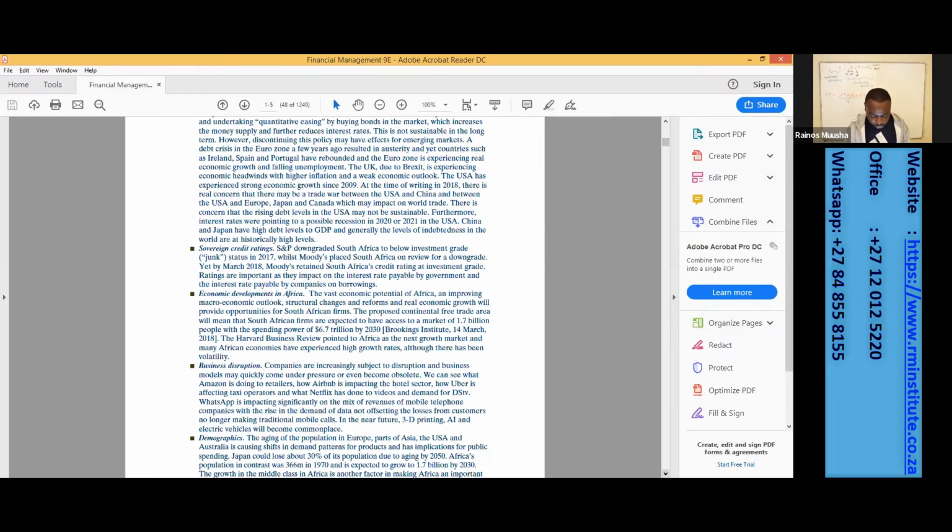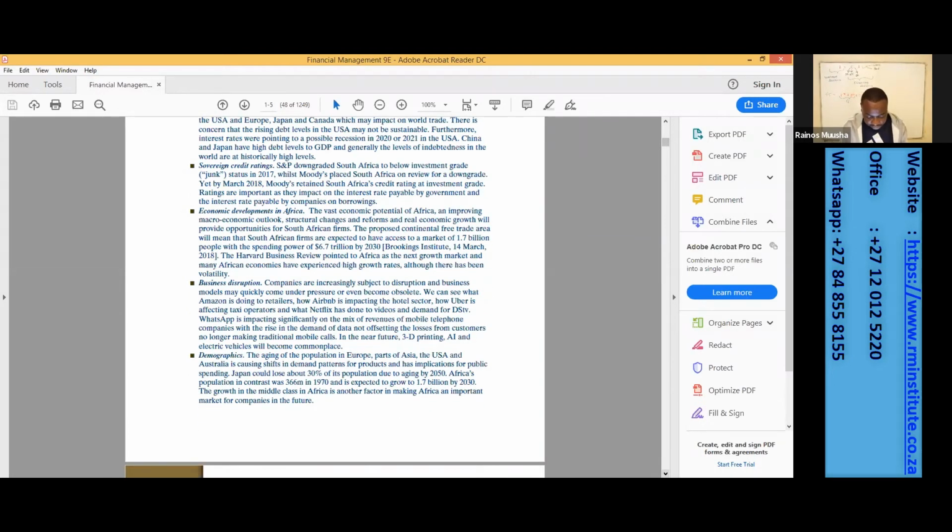Then there is also the issue of business disruption, where companies are increasingly subject to disruption, and business models may quickly come under pressure or even become obsolete. We can see what Amazon is doing to retailers, how Airbnb is impacting the hotel sector, how Uber is affecting taxi operators, and what Netflix has done to videos and demand for DSTV as well. This is very much self-explanatory.